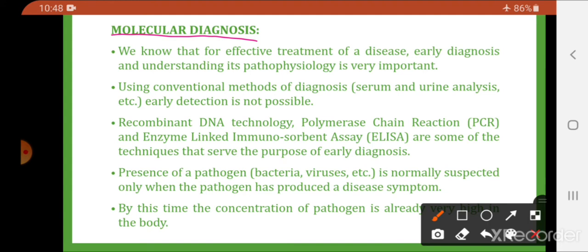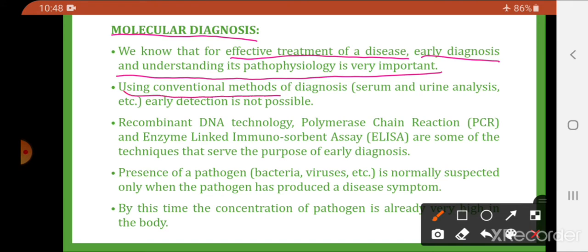We know that for an effective treatment of disease, early diagnosis and understanding its pathophysiology is important. कोई भी डिजीज़ की इफ़ेक्टिव ट्रीटमेंट के लिए क्या ज़रूरी है, फर्स्ट थिंग रिक्वायर्ड इज़ अर्ली डायग्नोसिस ऑफ द डिजीज़ सो दैट disease does not spread much more in the body, and second one is to understand the pathophysiology of that disease. ये disease कैसे spread करता है, वो क्या डिफेक्ट करता है, उसका स्टडी.